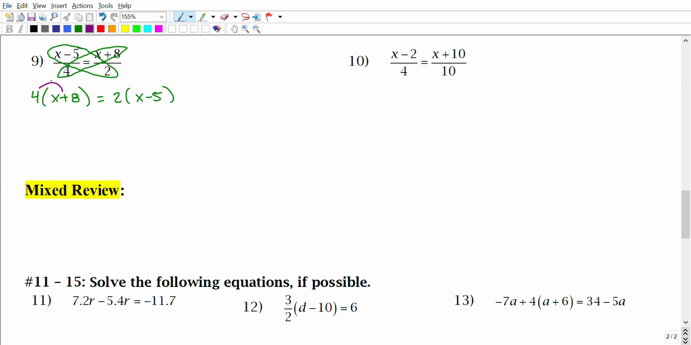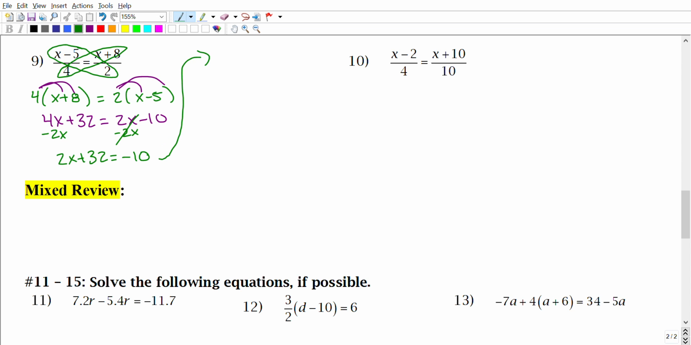Now I can distribute. So I get 4x plus 32 equals 2x minus 10. Can I combine like terms? No, I can't. However, I do have variables on both sides, so I'm going to move the smaller one. So I get 2x plus 32 equals -10. All right, and I'm actually going to move this over here since I need a little bit more room.